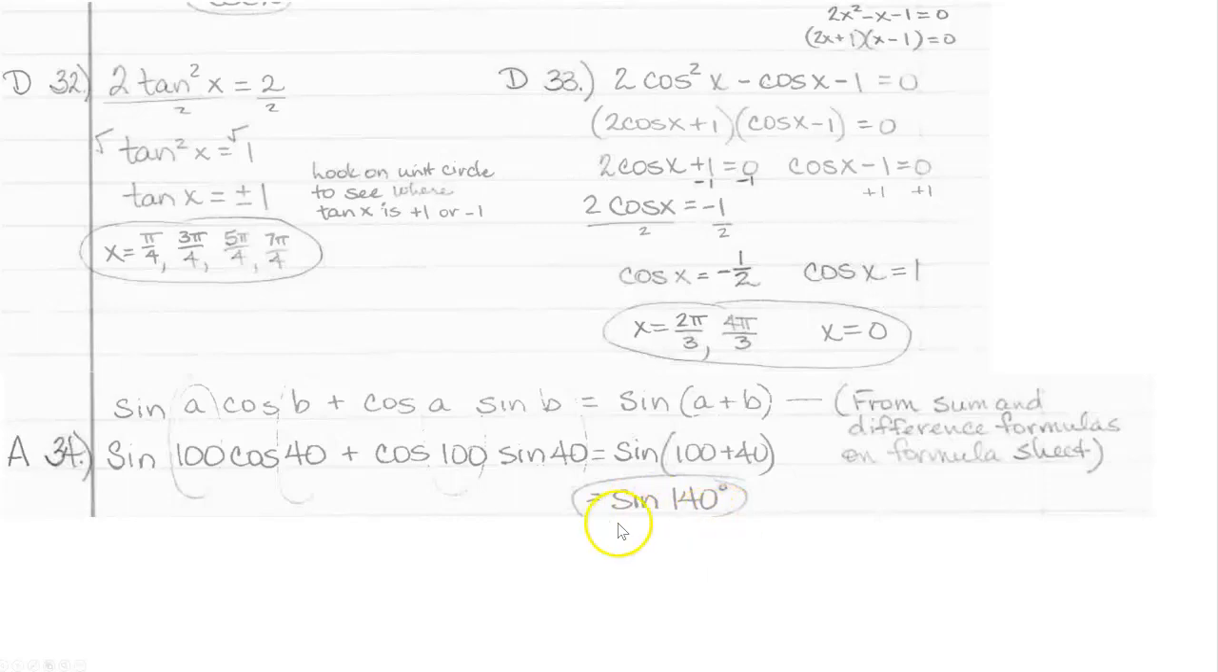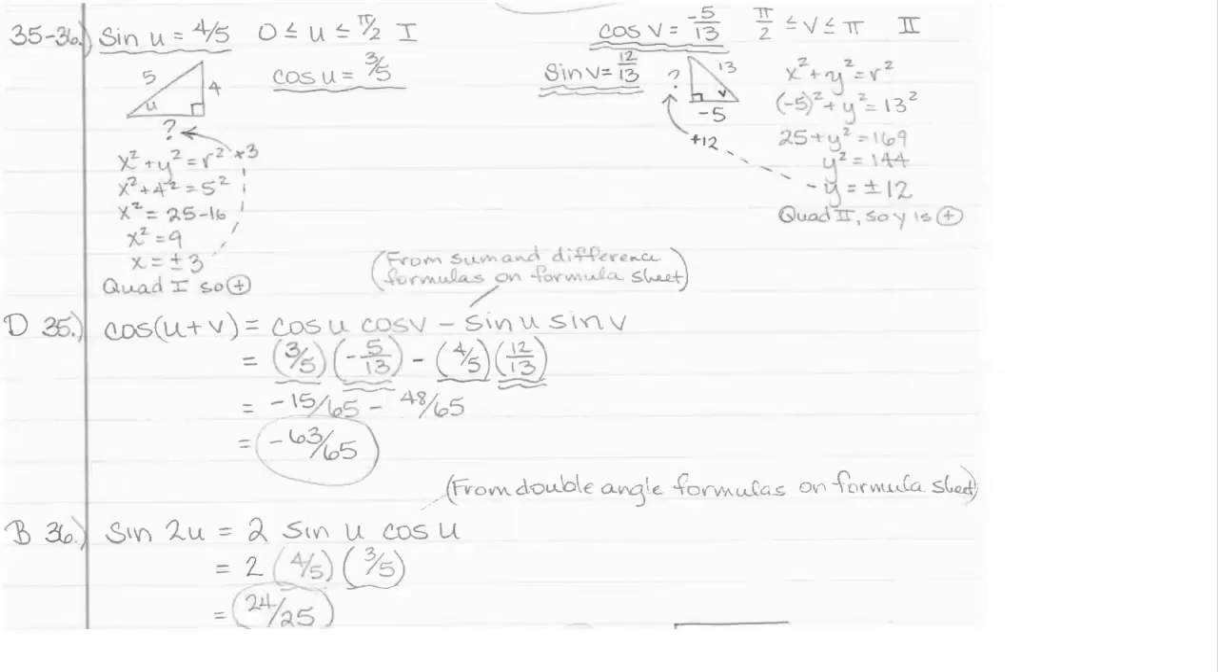If when I got here I had something I could simplify down further, like, you know, maybe sine 30, then I would go ahead and do that, but we don't know the sine of 140.